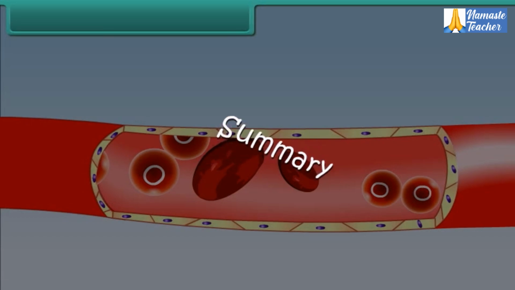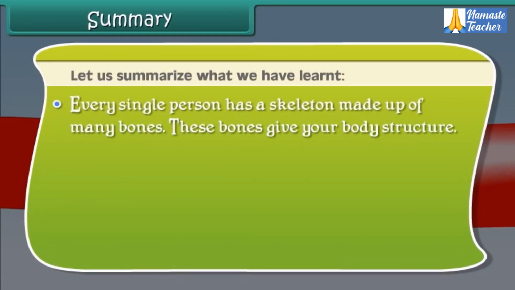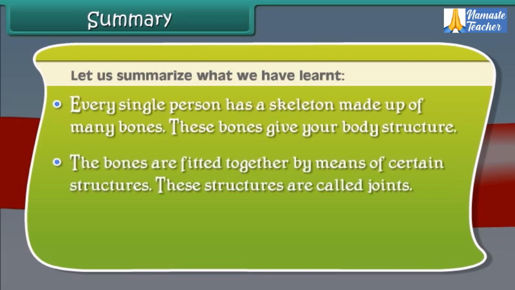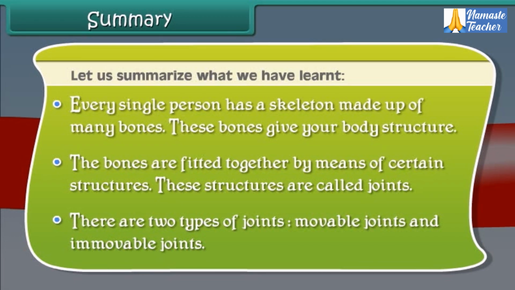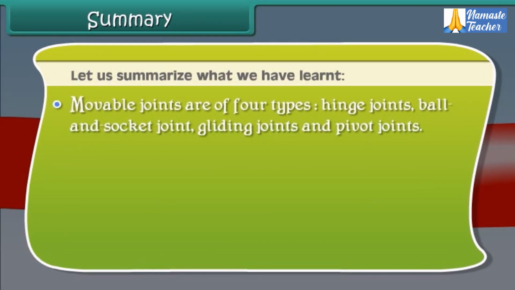Summary. Let us summarize what we have learned. Every single person has a skeleton made up of many bones. These bones give our body structure. The bones are fitted together by means of certain structures. These structures are called joints. There are two types of joints: movable and immovable joints. Movable joints are of four types: hinge joints, ball and socket joints, gliding joints, and pivot joints.